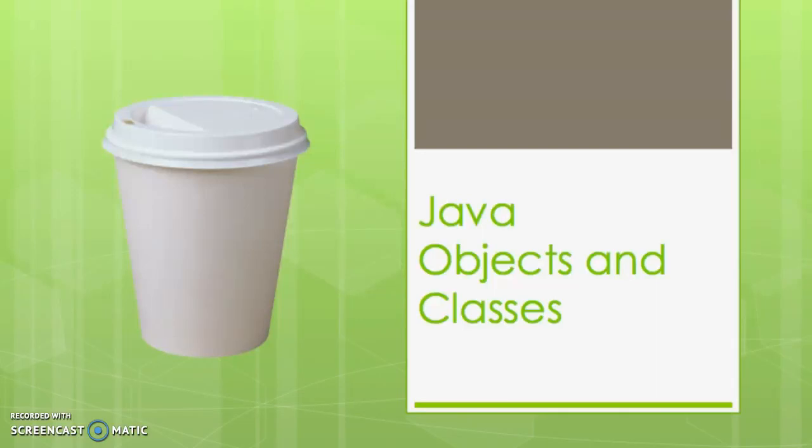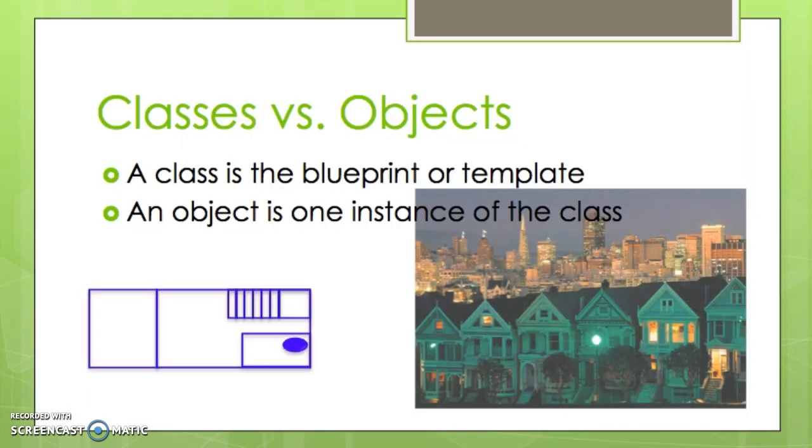This video talks about objects and classes in Java. So what's a class versus an object? Well, the two are completely interrelated. A class is the blueprint or template that you will create or instantiate objects from. So an object is one instance of something made up by the blueprint of its class.